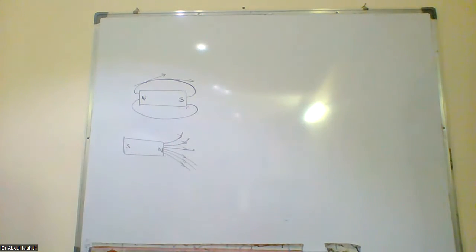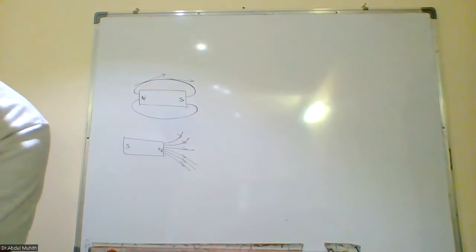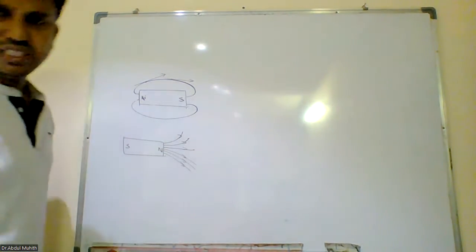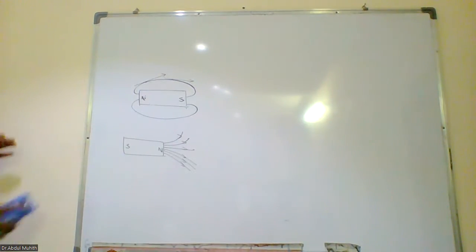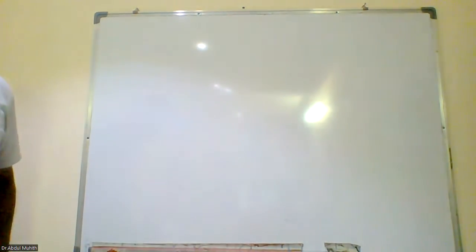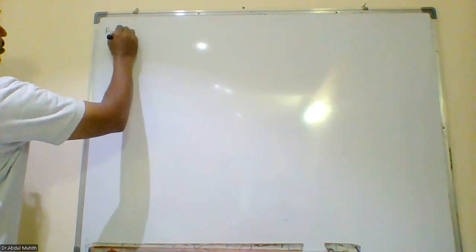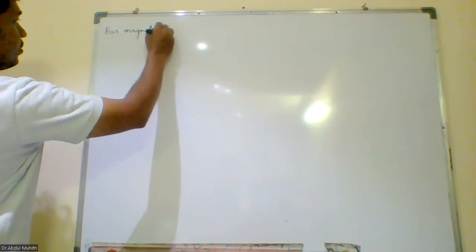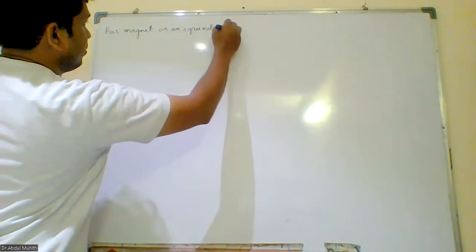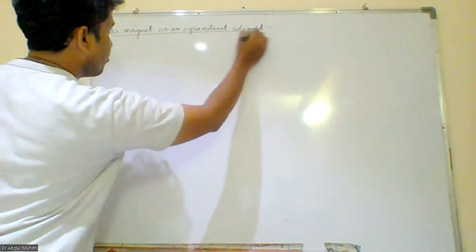Now, next one. We'll go through yesterday's derivation quickly. Then we'll go with the two derivations. I will just do a recap. Okay, clear? If you have done it already, you can just go through it. Otherwise, you can copy it. Now, bar magnet as an equivalent solenoid.